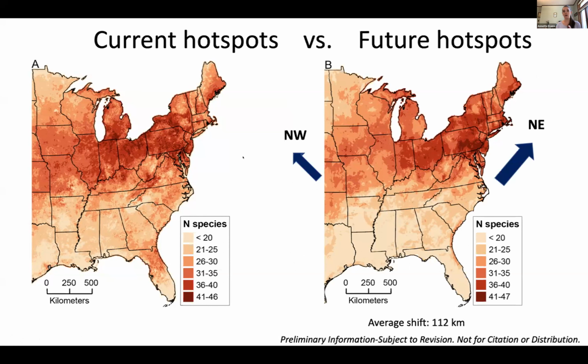And so you can see on the right-hand side for the future hotspots, so under 2 degrees Celsius of warming, we see overall the regions of climatically suitable habitat for abundant populations of these invasive species are likely to shift northwards. So mostly towards the northeast, followed by the northwest, as these plants are tracking climatic conditions that are suitable for their populations. And what's interesting is we actually see an overall average range shift of around 112 kilometers for these invasive plants.